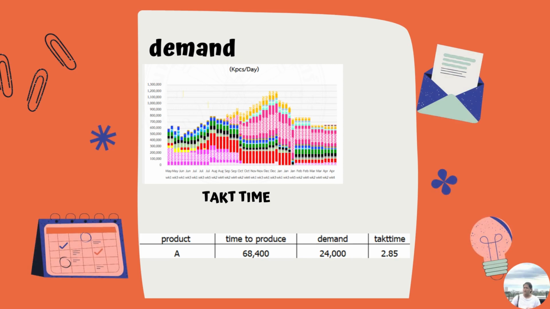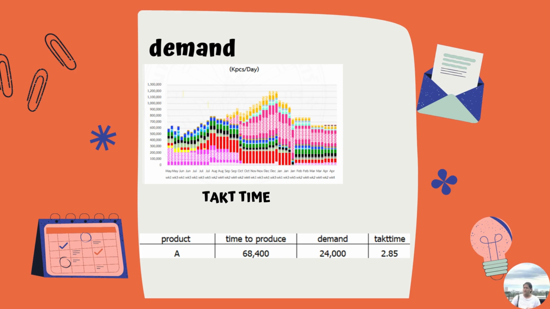For this case study, we can see the customer demand for production is normally between 600K and 800K pieces per day, but in November it is 1.2 million pieces per day. So the manufacturer needs to increase production by improving the production process by adjusting the product A.